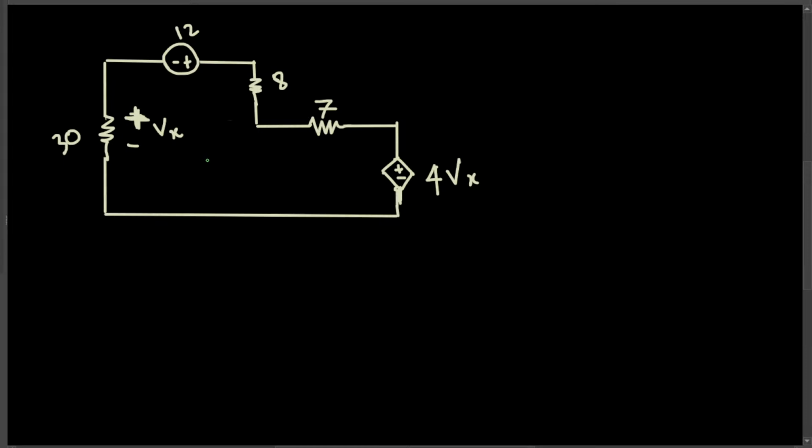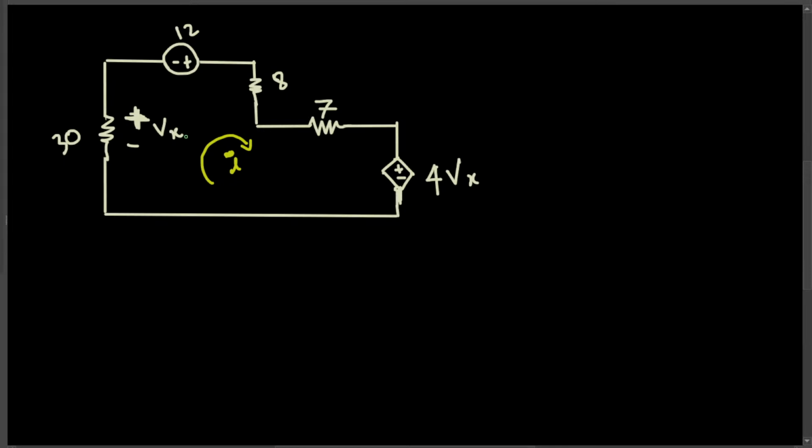Here we can assign any direction, like we can say current is going through clockwise or counterclockwise, it doesn't matter, because if you assume clockwise and it's wrong, you're going to get the negative answer. It means the current is passing through the opposite direction, so you're not going to get the wrong answer. So let's see how you can solve this.